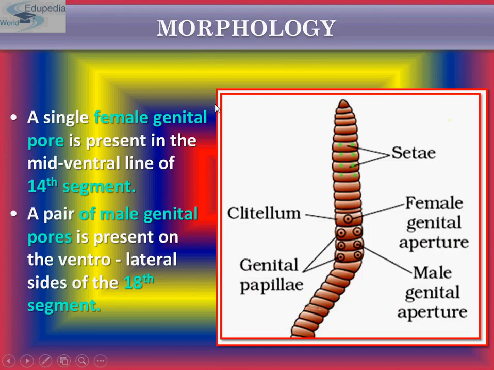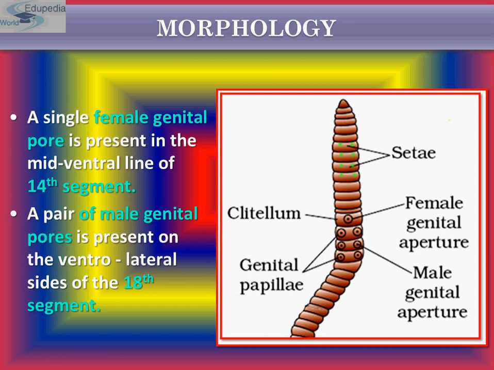Now, a single female genital pore is present in the mid-ventral line of the 14th segment. This is your 14th segment. See, 1, 2, 3, 4, except this, because this is your prostomium, the buccal segment. 1, 2, 3, 4, 5, 6, 7, 8, 9, 10, 11, 12, 13, 14. This is your 14th segment, so this is your single female genital pore, present in the mid-ventral line of the 14th segment. Only one genital pore is found here, and that is the female genital aperture.